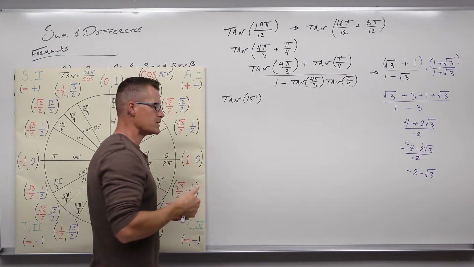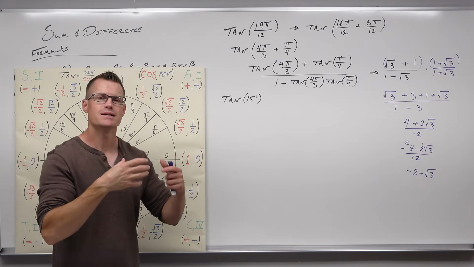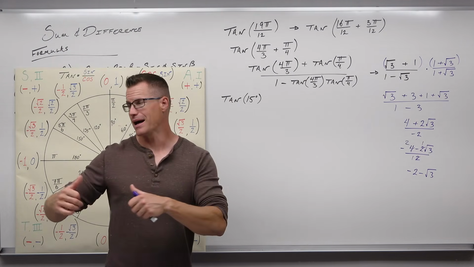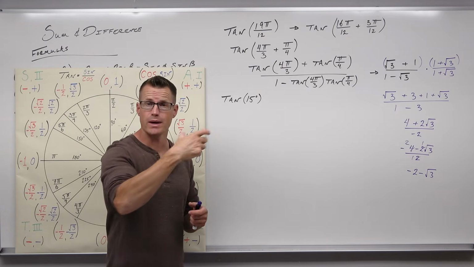I'm going to think of tangent 15 degrees as 60 minus 45, to give us two angles on the unit circle that we already know and can work with, and that match up with our formula of tangent of two angles being subtracted.